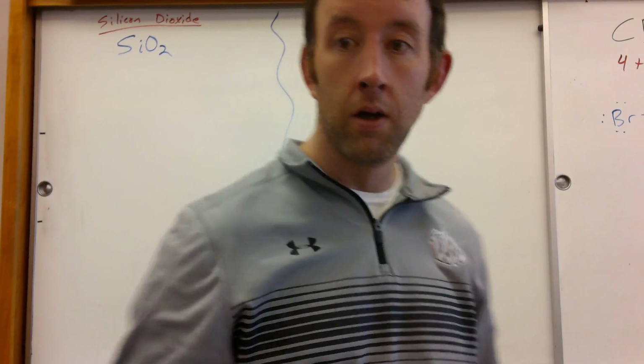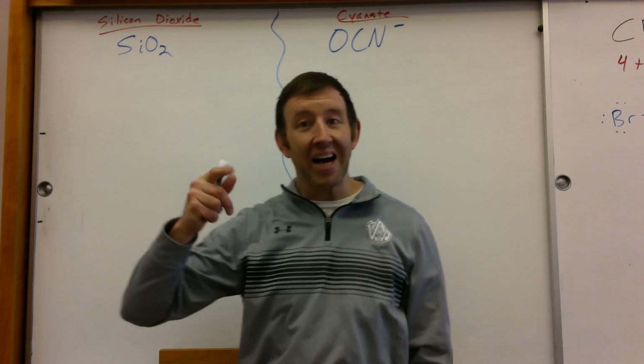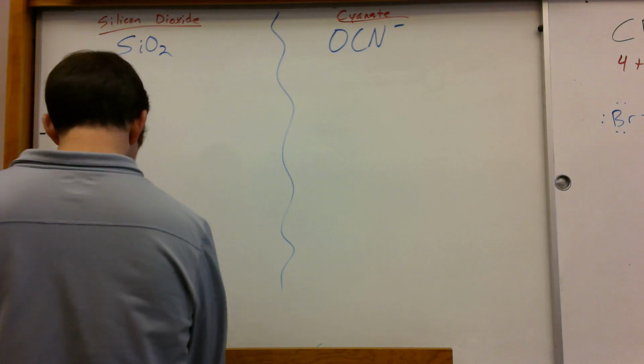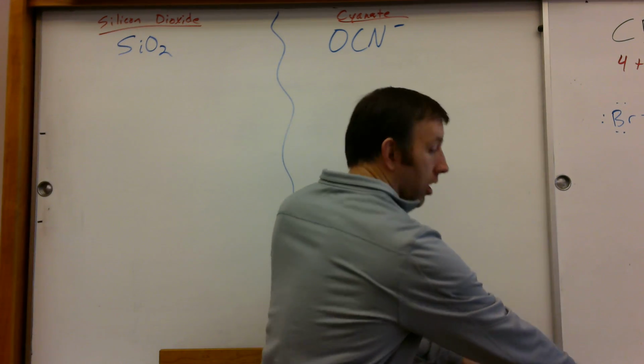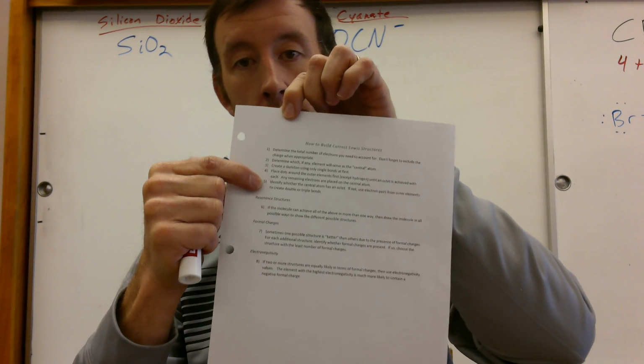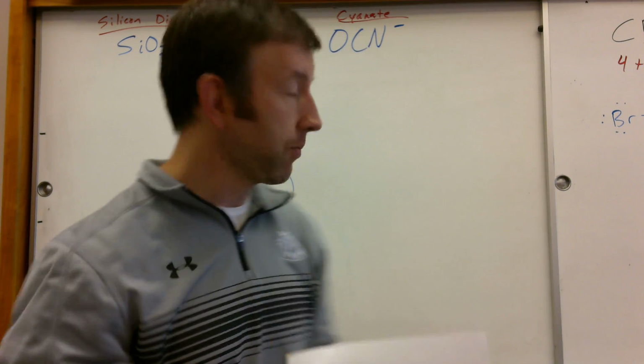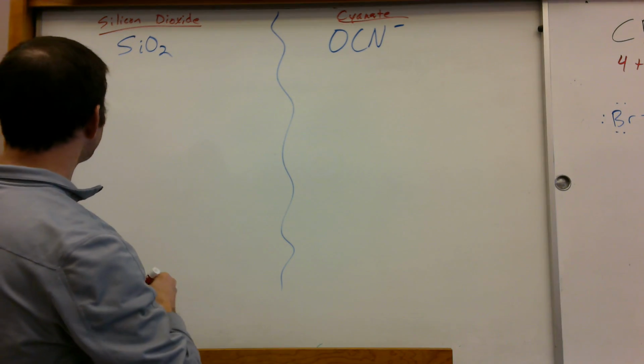All right, so we'll start over here with silicon dioxide. We're going to start this off just like we always do, still making sure you guys have your set of rules. We're always going to start way up there with step 1 and work our way down until we've come to a satisfactory finish. Okay? So step 1 is still identifying the number of valence electrons.